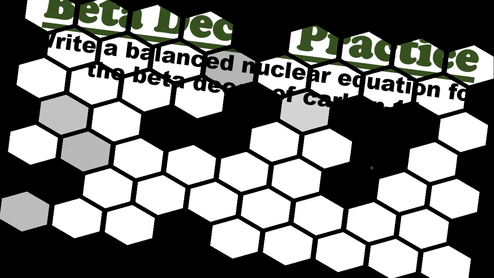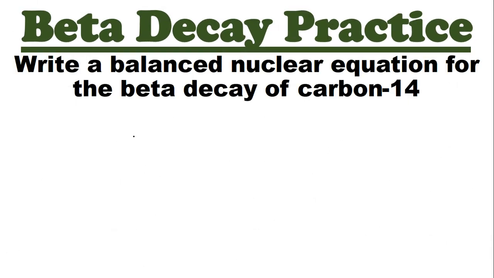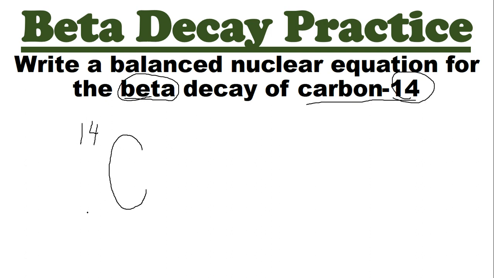All right, let's do some practice with it. Write the balanced nuclear equation for the beta decay of carbon-14. So the first thing we have to do is write what we start with. We're starting with carbon. Carbon is C, and the mass number they give us is 14. Now we need to figure out what carbon's atomic number is. So look on your periodic table, you would find that carbon has an atomic number of 6.